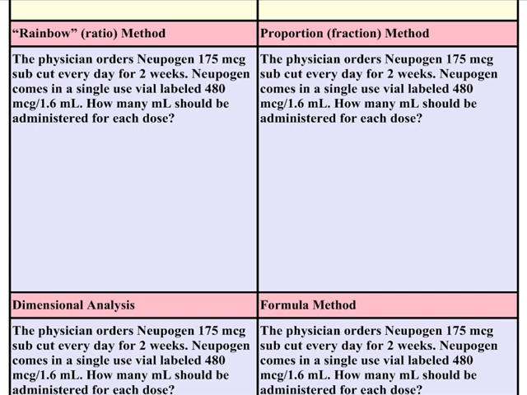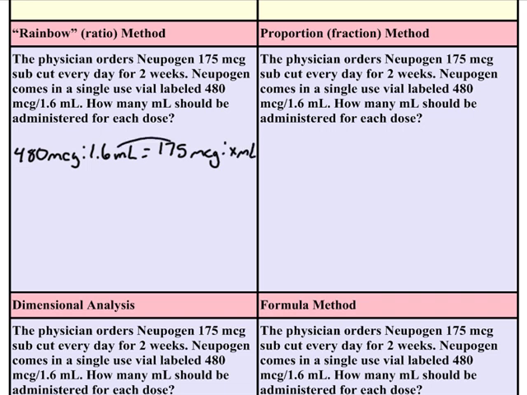Let's try another one. This time, the physician orders 175 micrograms subcut every day for 2 weeks. We can see that the medication comes in a single-use vial labeled 480 micrograms per 1.6 mL. We want to know how many milliliters we need to administer for each dosage. We will first use the rainbow method to do this calculation. Let's set up what we know. We can tell from the supply we have 480 micrograms for every 1.6 milliliters. We know we need to give 175 micrograms, but we need to find out how many milliliters that's equivalent to.